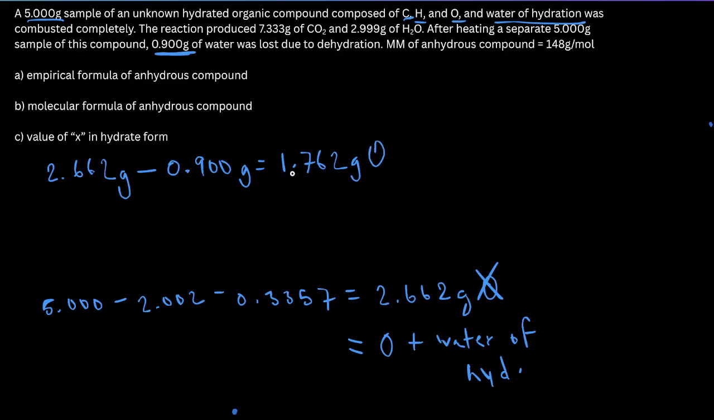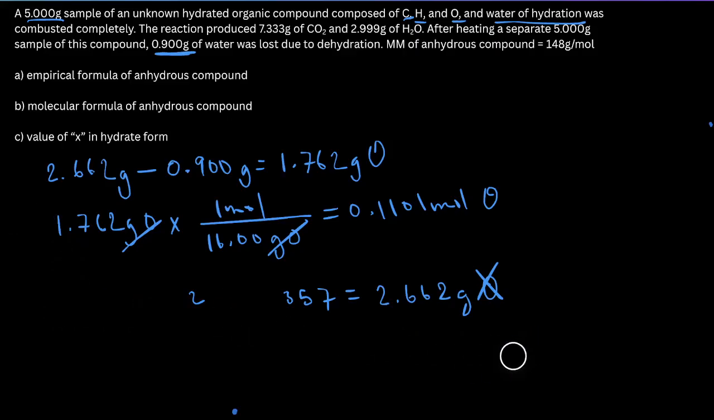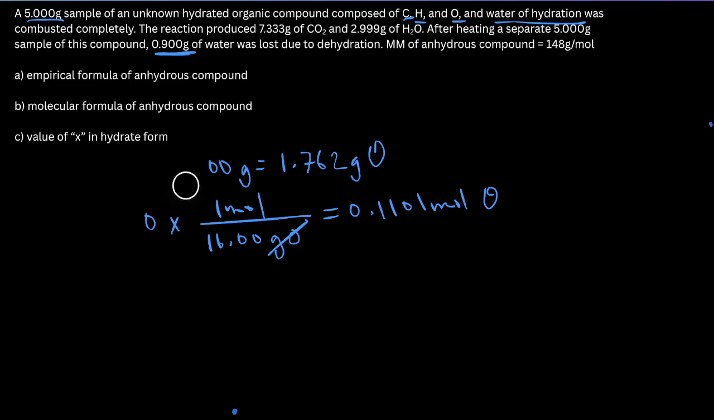So, now that we have this, we just go about it like we did with the other elements. We take this 1.762 grams of oxygen and convert it into moles. How do we do that? Just divide by our molar mass of oxygen given to us in the periodic table. Canceling out grams of oxygen gives us an answer of 0.1101 moles of oxygen. So, again, let's keep that number in our heads. I will clear this up to make some space for the next step.